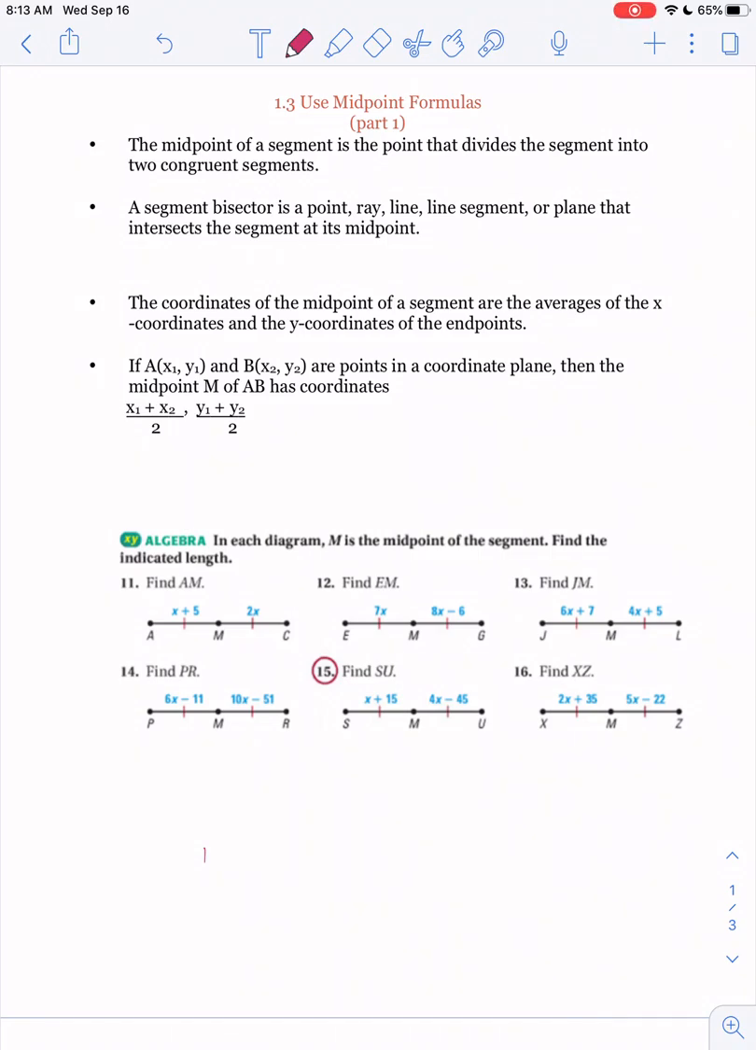This is Honors Geometry, Lesson 1.3, Part 1. Part 2 is the distance formula. We'll do that in class together.